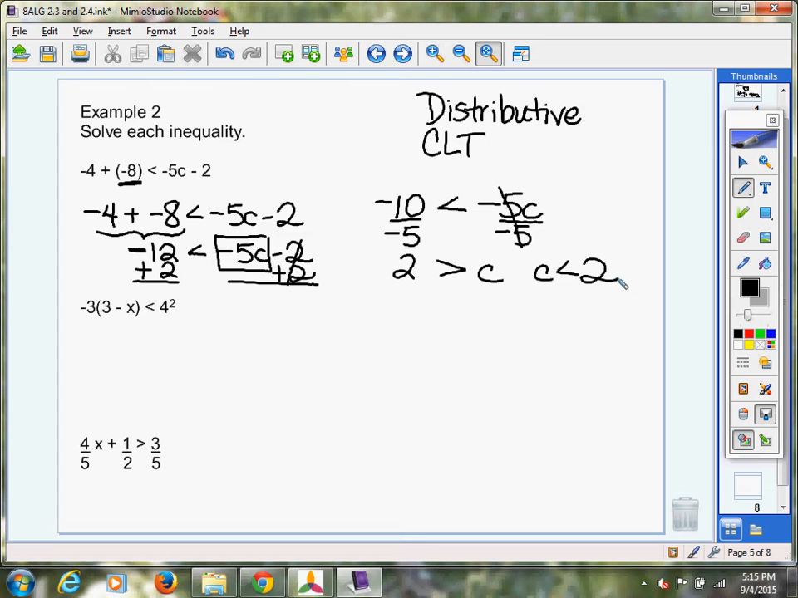Let's look at the second one. Remember, in multi-step inequalities and equations, you're looking for a couple scenarios. Do you see a distributive situation? Do you see any place where you could combine like terms? So we're looking for those types of situations. And we do see a pretty interesting situation here.